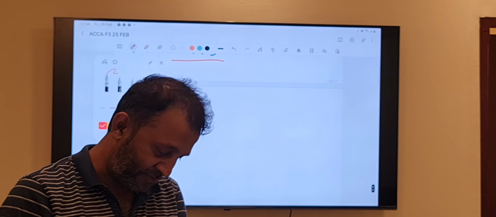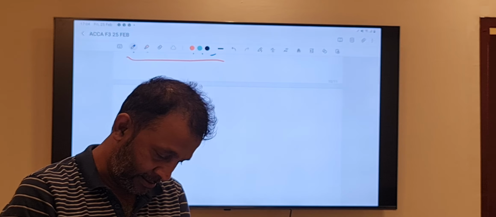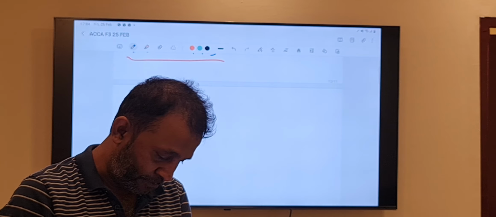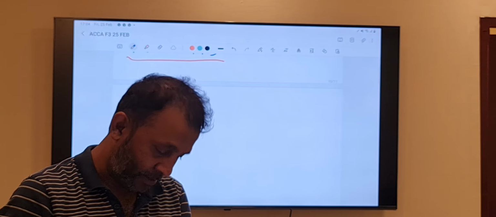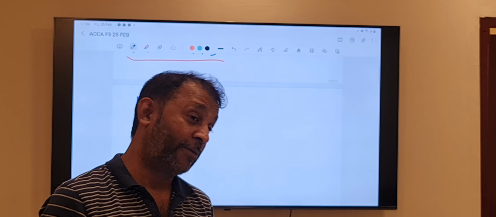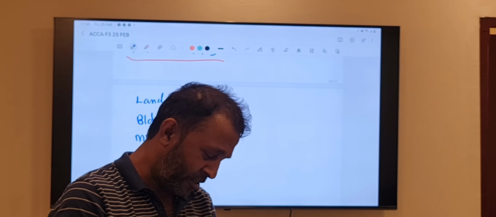Example. Can you write examples now? Many examples. Land, building, motor vehicle, plant. What about goodwill? Yes, sir. Do you know what is goodwill?